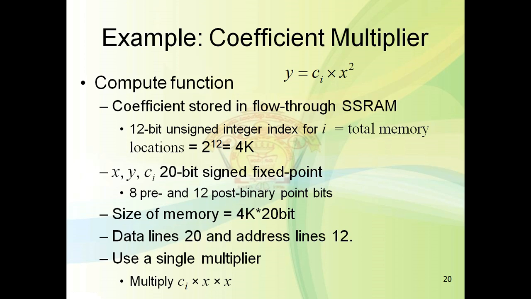an input to the circuit encoded as a 12-bit unsigned integer. Values for x and I arrive at the input during the cycle when a control input start is 1. The circuit should minimize area by using a single multiplier to multiply ci by x and then by x again. So this is the example. Now we'll discuss how to solve this example.